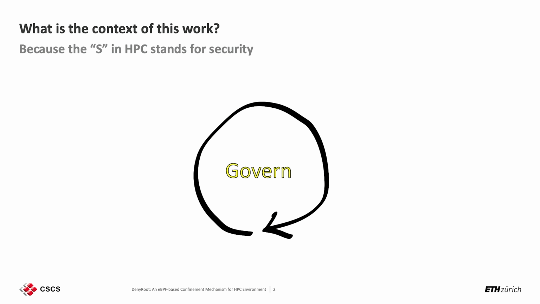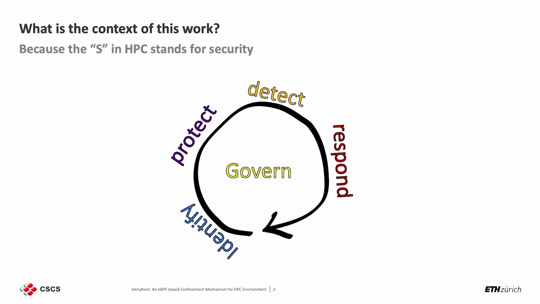On security, there is a framework called NIST, the cybersecurity framework. It starts with a governing body that does security governance. Then you identify assets, then you protect those assets, then you detect threats, then you respond, and then you recover.